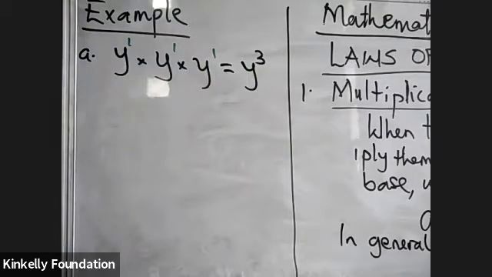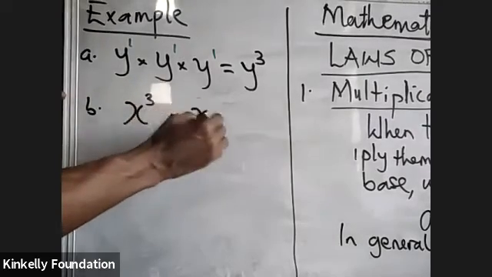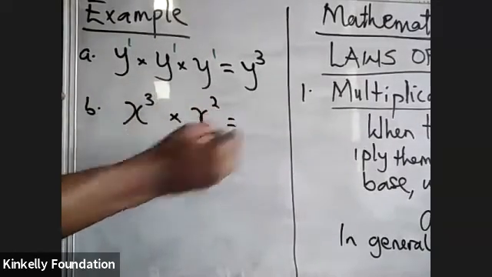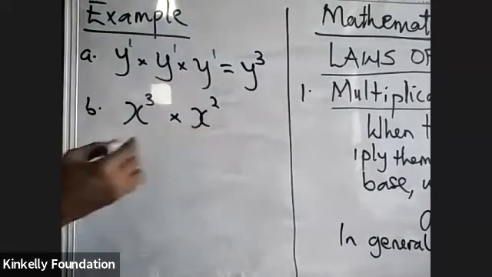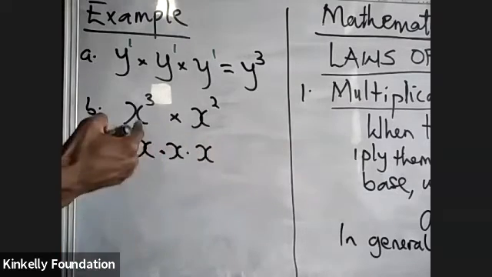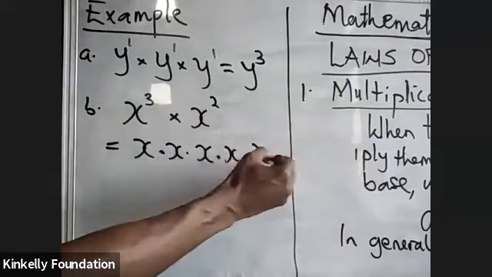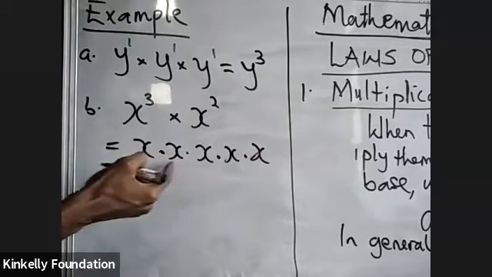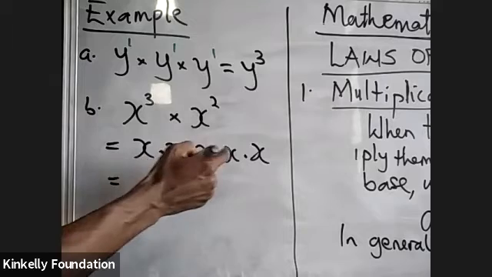Okay. The second example here, if you are given anything like s raised to power 3 times s raised to power 2, when you want to expand it, it can give us something like s times s times s, times s times s. This 2 is for this one, this 3 for this. What do we now notice? 1, 2, 3, 4, 5.